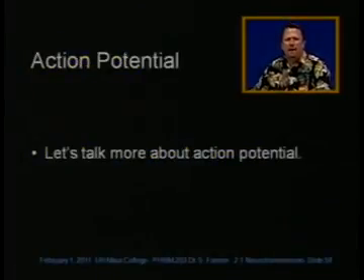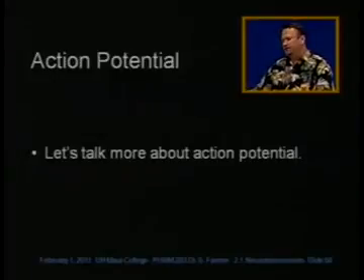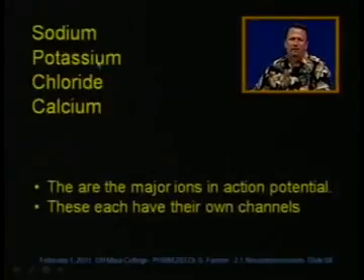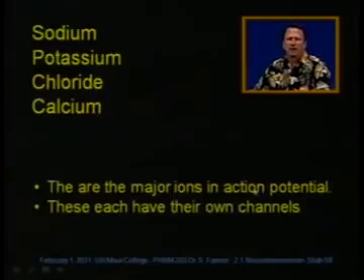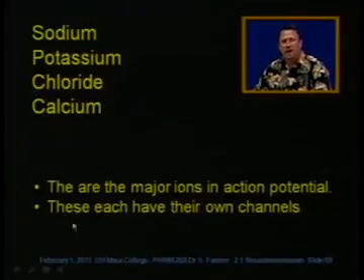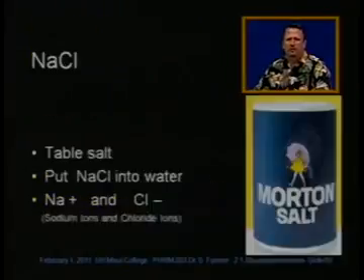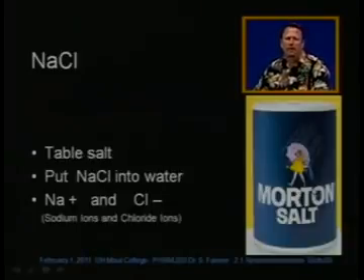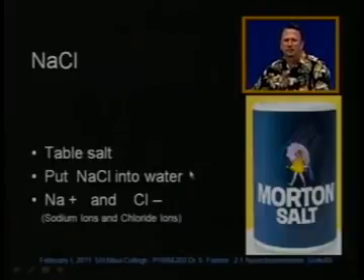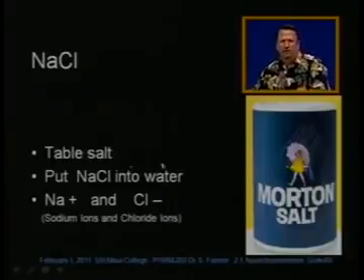Well, let's talk about action potential. Sodium, potassium, chloride, and calcium, these are the major ions of action potential. And they're each going to have their own ion channels when we go through this. Sodium chloride, boy, we've talked about that before. We'll talk about it again. It's table salt. You can find it at the grocery store. You can find it in the ocean. And there's plenty of it right there in your blood as well.